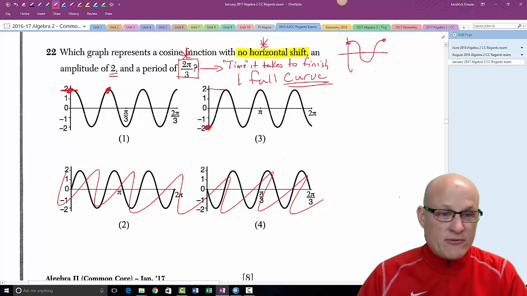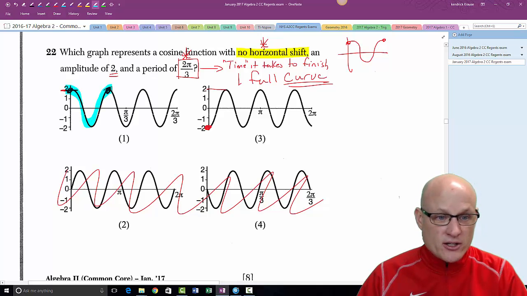This finishes a full cosine curve. There it is. I'm gonna do it in blue highlighter. One full cosine curve in, well, a whole lot less than 2 pi over 3.